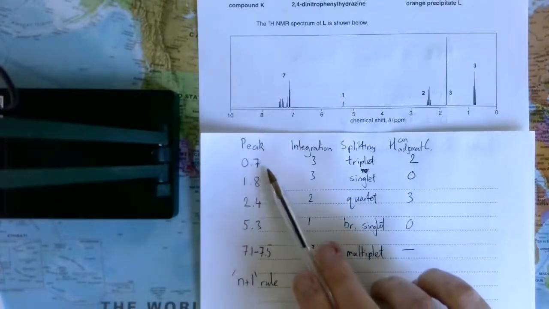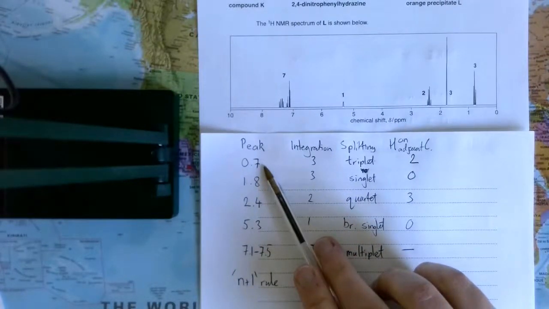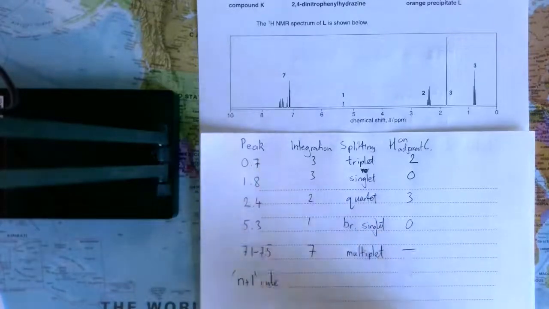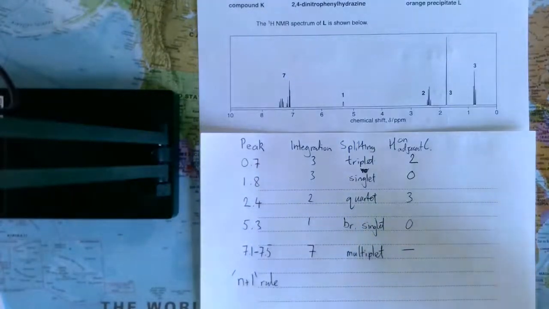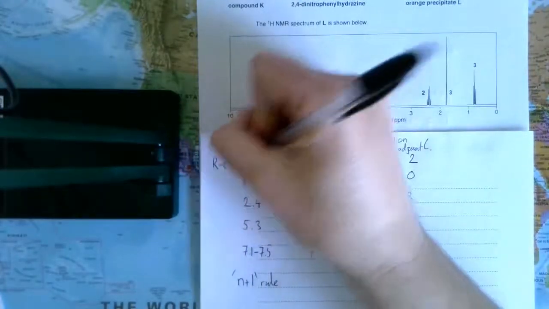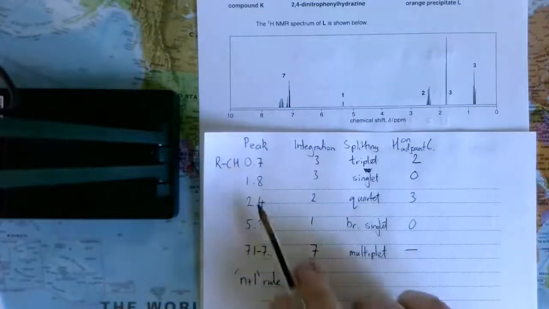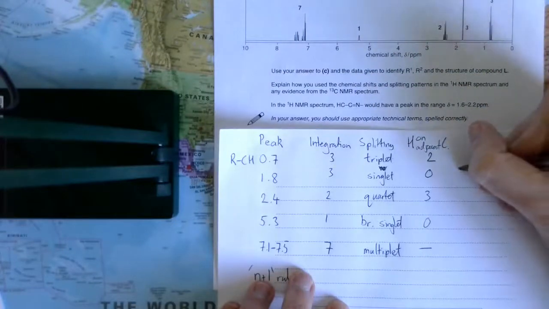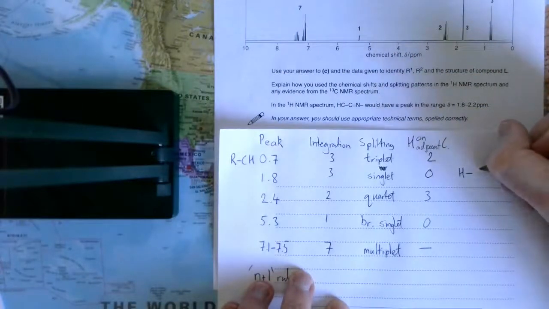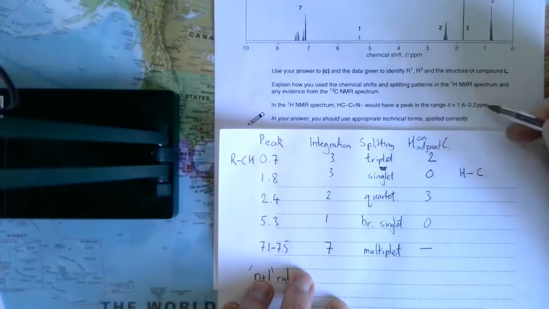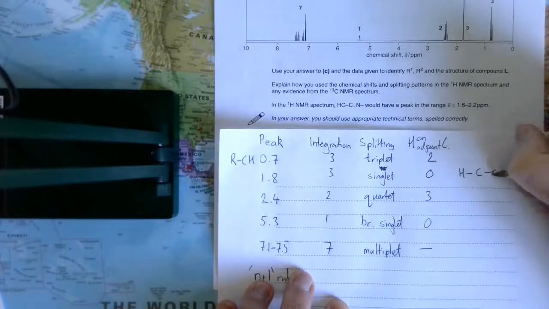So the easiest thing to look for now is your chemical shifts here. They tell you about the environment and you can use the reference from the datasheet. 0.7 is in the RCH range. 1.8 is the information that was given to us in the question. So this HCN. So I'm going to in fact just skip straight ahead and put this down here. There is only one peak in the range 1.6 to 2.2, so this one has to be the one that is responsible.